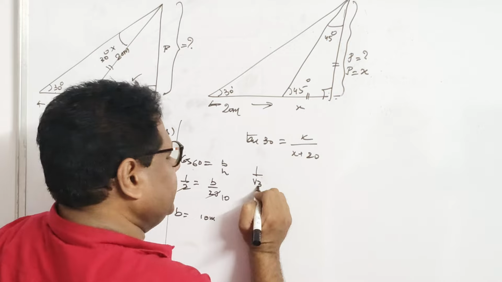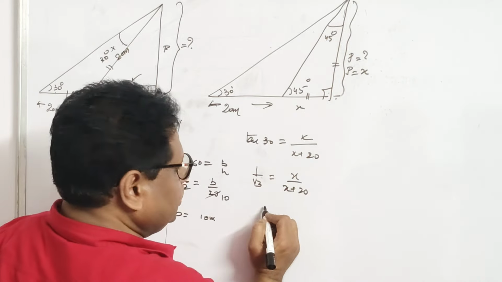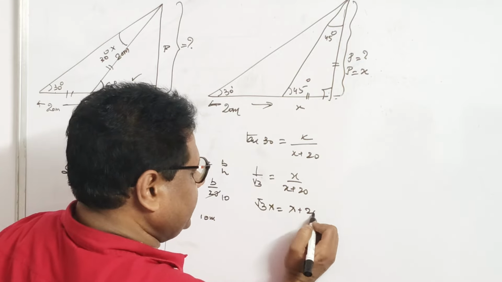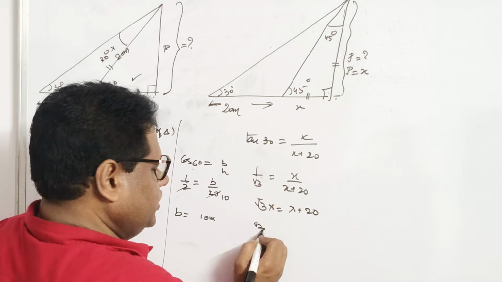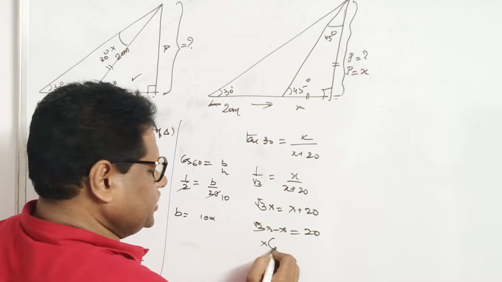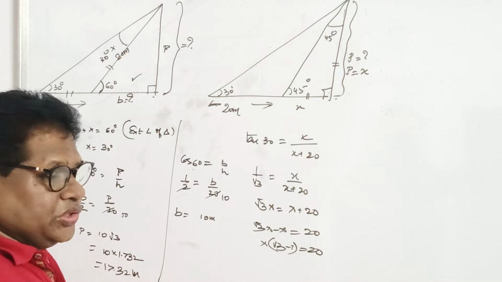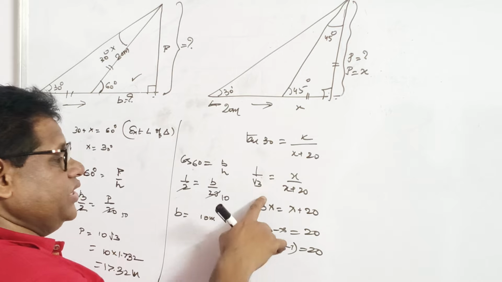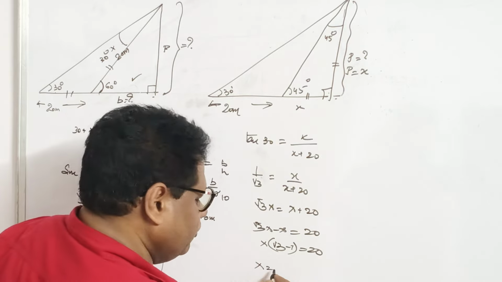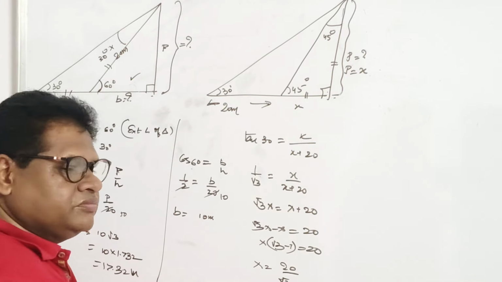Now the value of tan 30 is 1 by root 3. This is x by x plus 20. On cross multiplication we get root 3x equals x plus 20. Shift x over here, we get root 3x minus x equals 20. Taking x common, x times root 3 minus 1 equals 20. As I told you, don't put the value of root 3 here. Wait until the end. Now the value of x is 20 by root 3 minus 1.